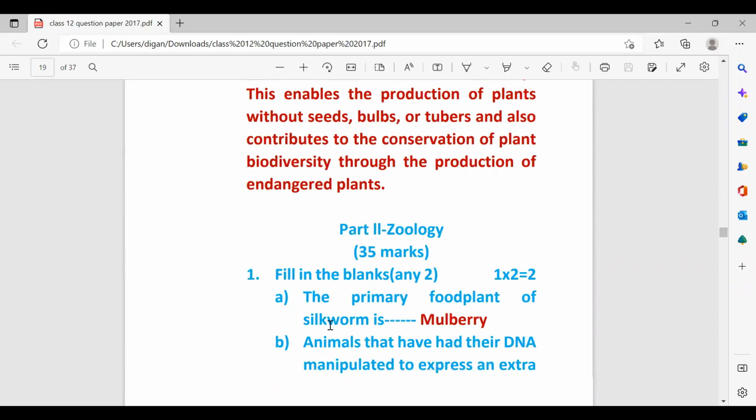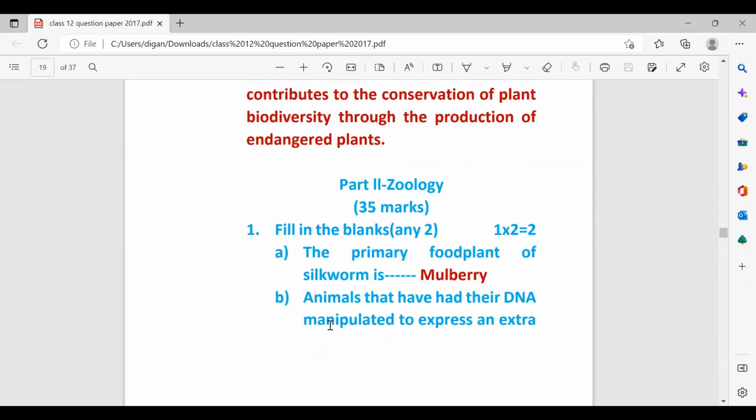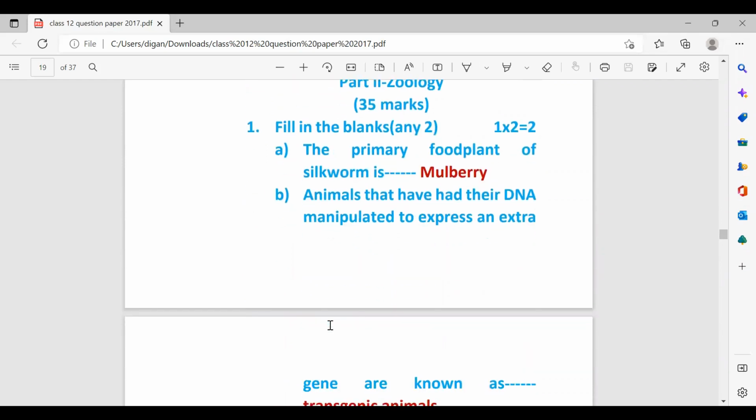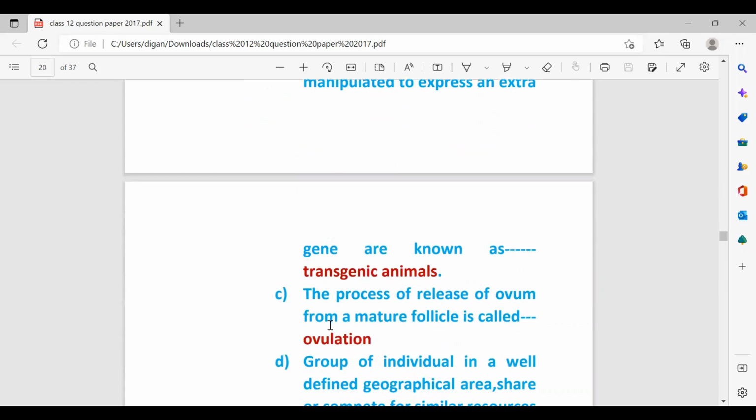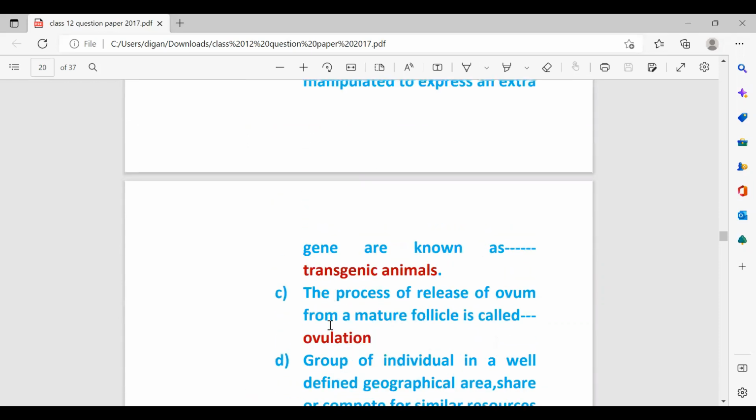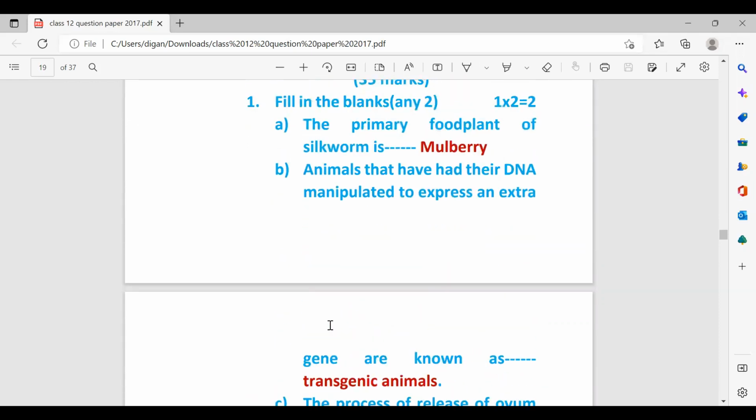So this is the botany part of the 2017 question paper. Now come to the zoology section. In the zoology section, first the fill in the blanks will come. These 4 are the fill in the blanks, out of which in the exam the student has to write 2 answers.